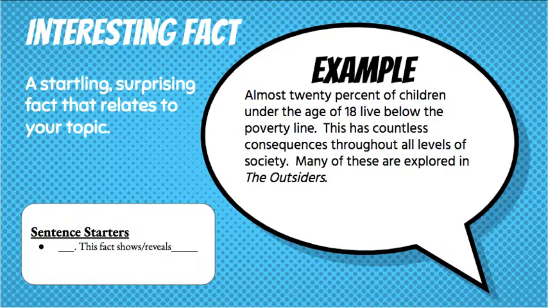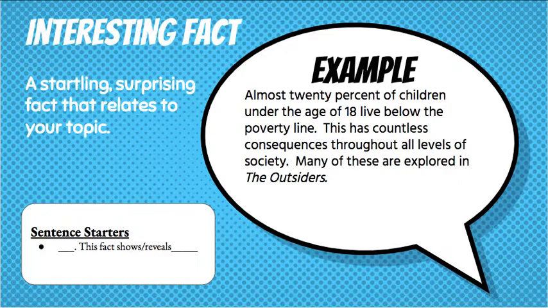Almost 20% of the children under the age of 18 live below the poverty line. This has countless consequences throughout all levels of society, right? Many of these are explored in The Outsiders, right? Actually, these are where you put your fact in. This fact shows or reveals what.